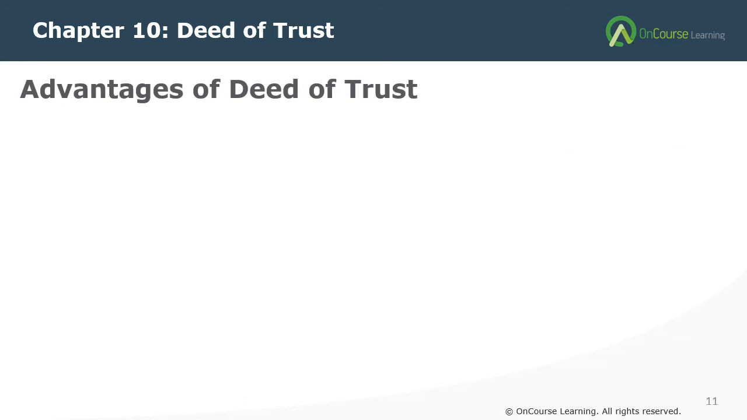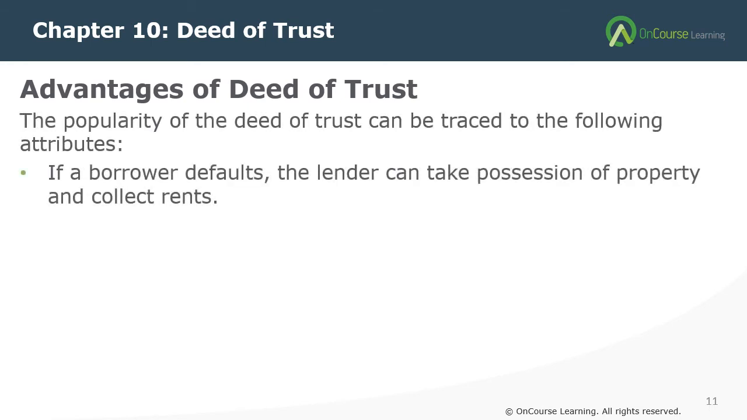What are the advantages, or really what's the purpose of the deed of trust versus the use of a mortgage and the promissory note? Well, there are certain advantages with the deed of trust. First of all, if the borrower defaults and the property is an income-producing property, the lender can then take possession of the property and continue to collect the rents from the tenants.